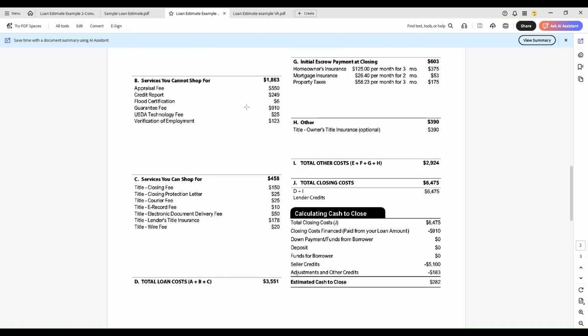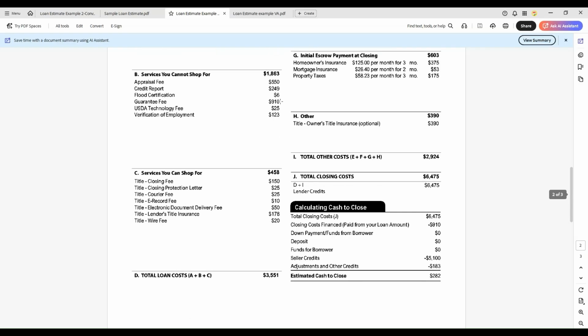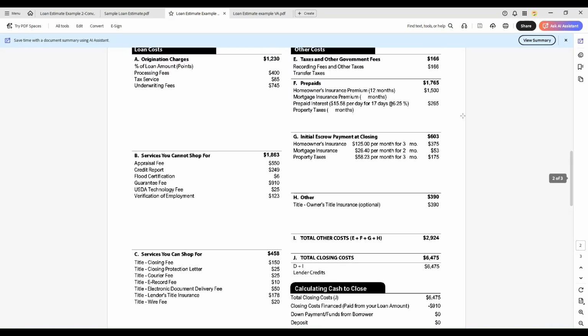$550, $249, the guarantee fee. There's a technology fee, a USDA technology fee, $25. But the rest of this stuff, as you can tell, is the same. The underwriting fee was a little bit more on a USDA loan. And this one was actually really unique because it happened during the government shutdown, so we had to sit on it for 45 days or so, which was interesting. But the rest of this is the same.